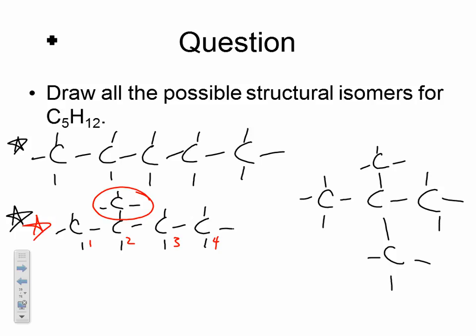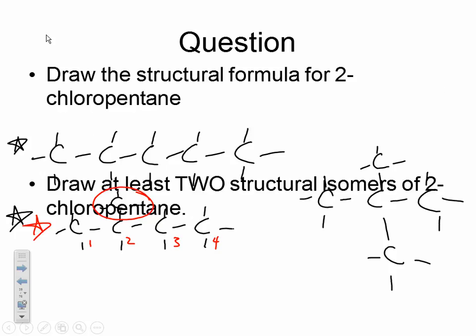So this first one, again, is a 5-carbon chain with 0 substituents. The second one is a 4-carbon chain with 1 substituent. The last one is a 3-carbon chain with 2 substituents. So all of these have the same number and type of each atom, but they have different bonding for each one, different bonding.